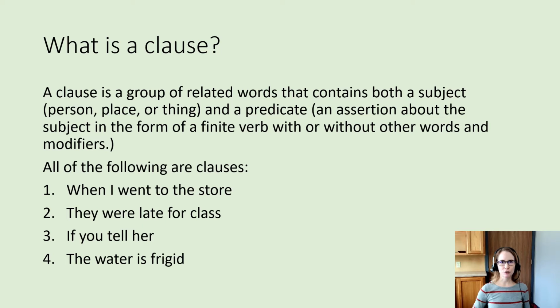A clause is a group of related words that contains both a subject, which is a person, place, or a thing, and a predicate, which is an assertion about the subject in the form of a finite verb with or without other words and modifiers. That probably sounds like a lot of mumbo jumbo, but hang with me because as we move forward through the presentation, it'll be more clear what I'm talking about.